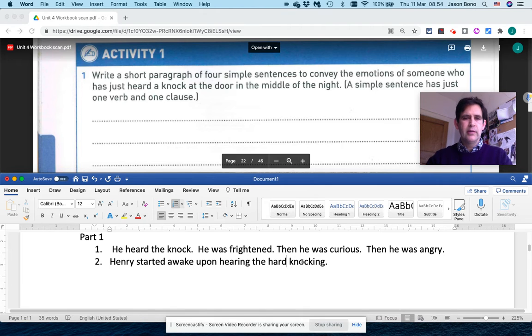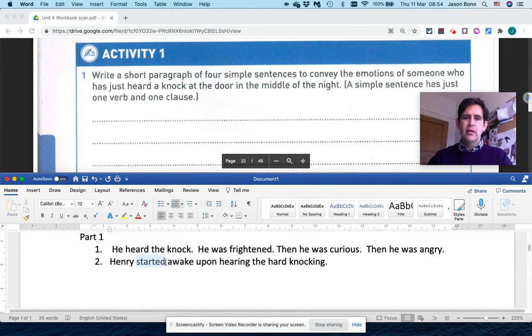A hard knocking. Okay, now how can I show that he was afraid? Okay, now, sorry, just going back to the instructions here. Okay, he started. That's what he did. So that's your verb, and he's the subject. Okay, and this is just one subject, one verb.